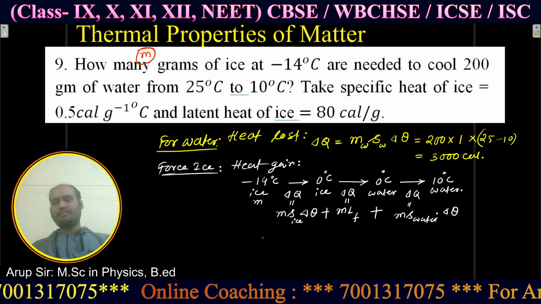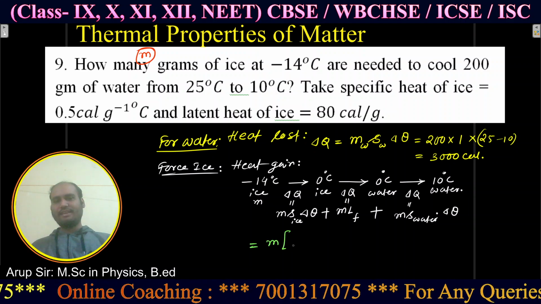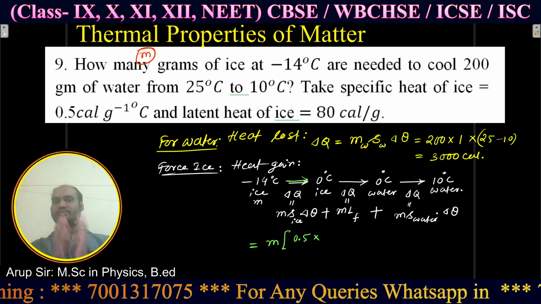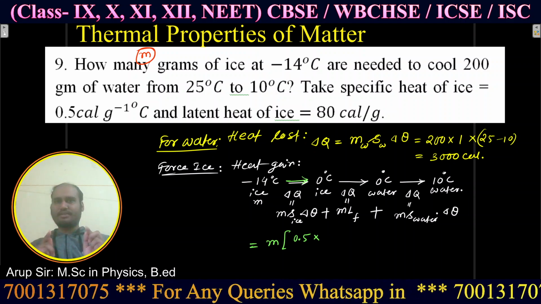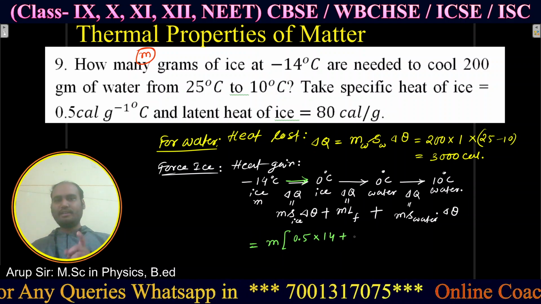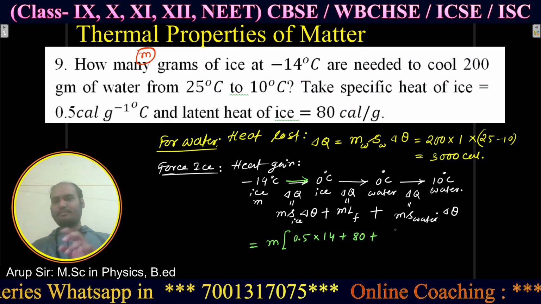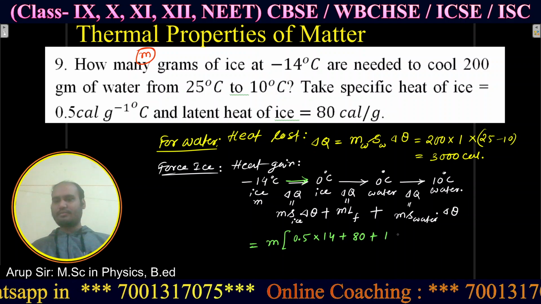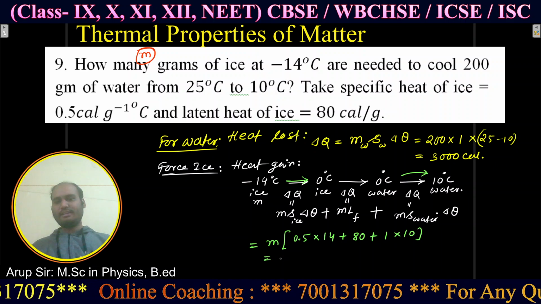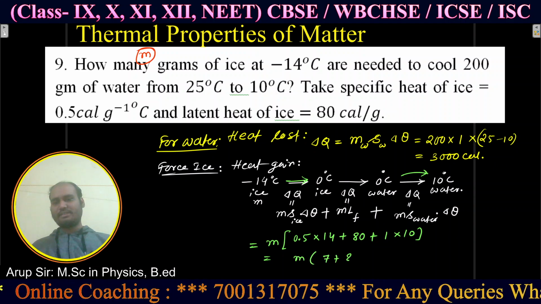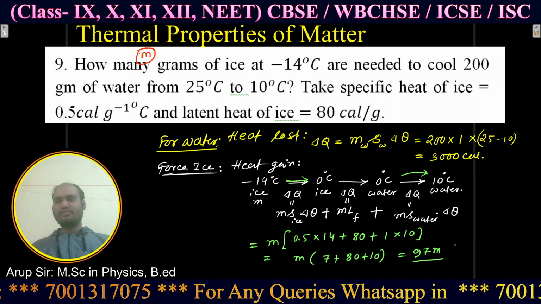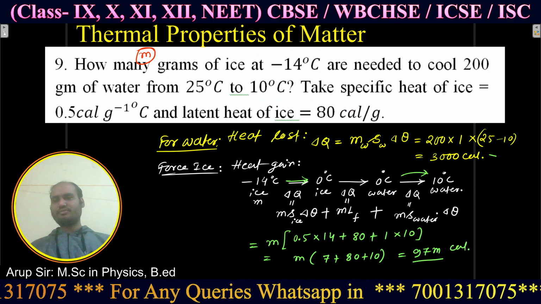So what will it be? We can take m common. S of ice is 0.5 into delta theta, from 14 to 0. Always take the positive sign; we need only the difference, which from 14 to 0 is 14. So 0.5 into 14 is 7, plus the latent heat of fusion, 80 calorie per gram, plus s of water, 1 into delta theta from 0 to 10, so 10. What we are getting is m into 7 plus 80 plus 10, so 97 m. This much calorie will be equal to the 3000 calorie.